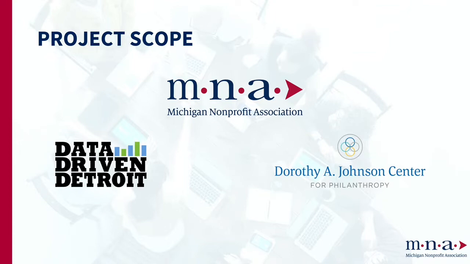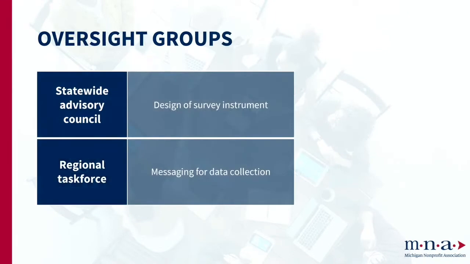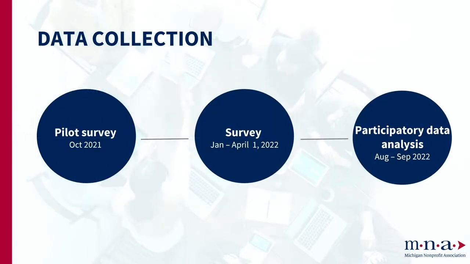So the project was built on more than 10 years of partnership between 3 organizations, M&A, D3, and the Johnson Center. Because of the intentional focus on race, we convened 2 oversight groups to partner with from the beginning of the project. We laid out clear expectations and timing needs of the groups. The Statewide Advisory Council would focus on the design of the survey instrument, and the Regional Task Force would focus on the messaging for data collection.